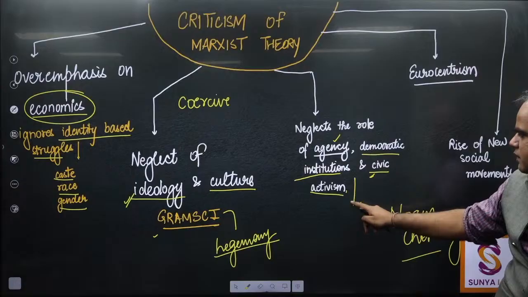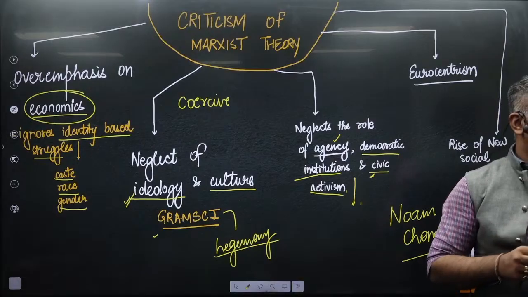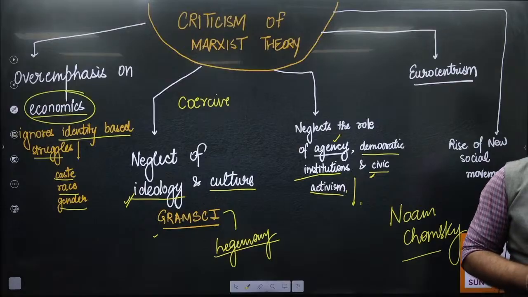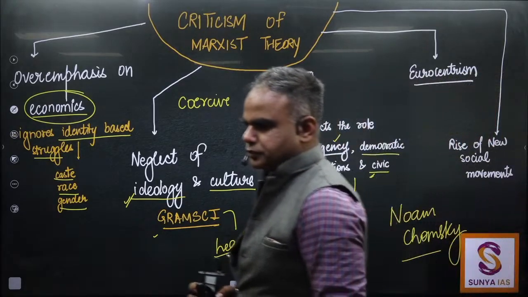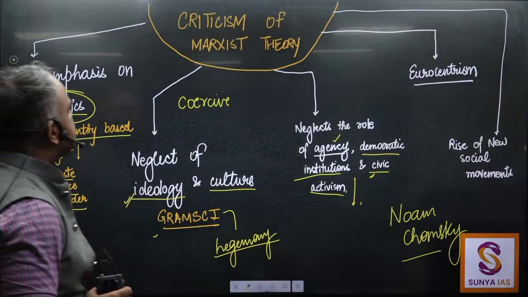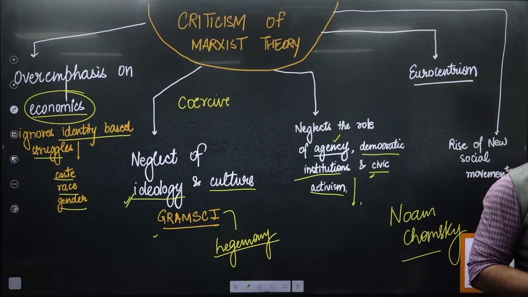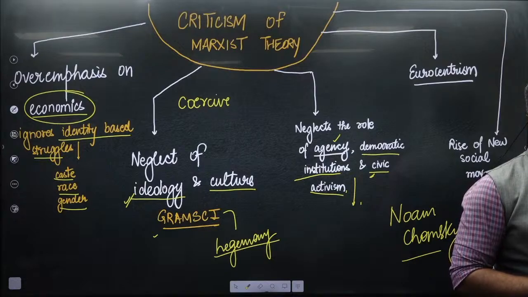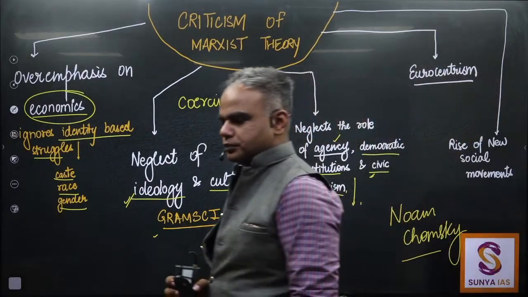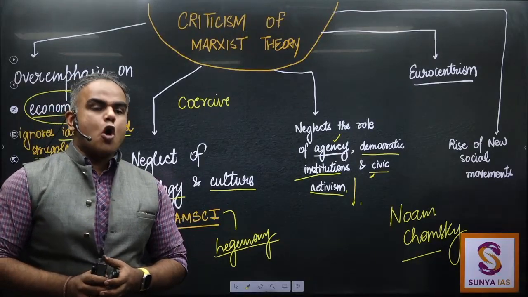To explain this point, we'll write: In the instrumentalist model, the state is seen as a puppet, leaving no space for autonomy or reform.